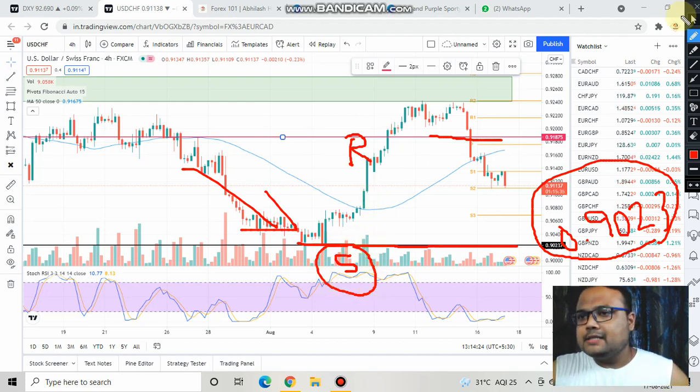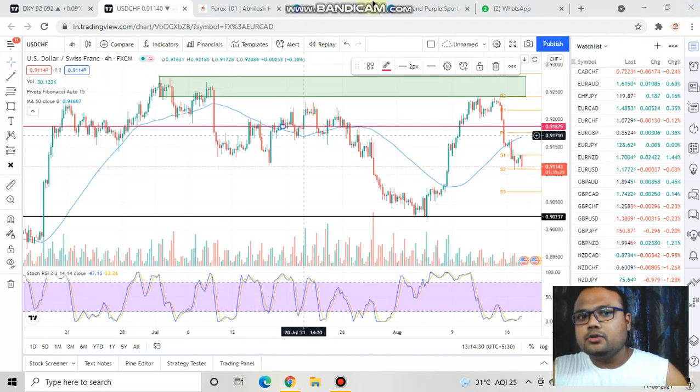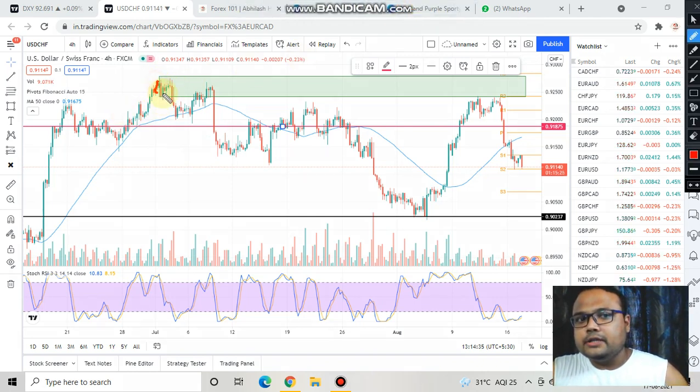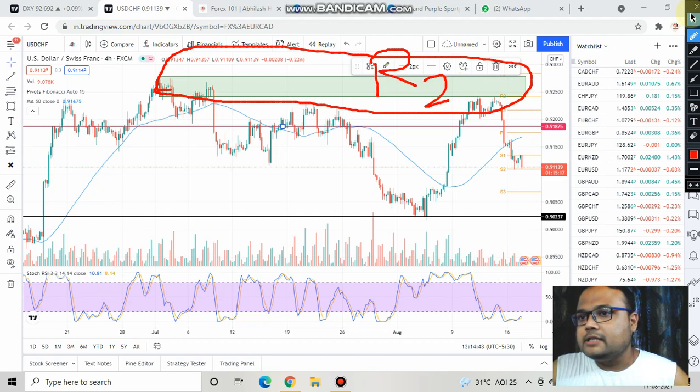And apart from these two levels, you can see that I have also drawn a zone here. Okay, this zone is also the resistance for the chart, because you can see that whenever market reach this particular zone here, market face resistance. Therefore this is our second resistance. Listen to me carefully. This is our second resistance.